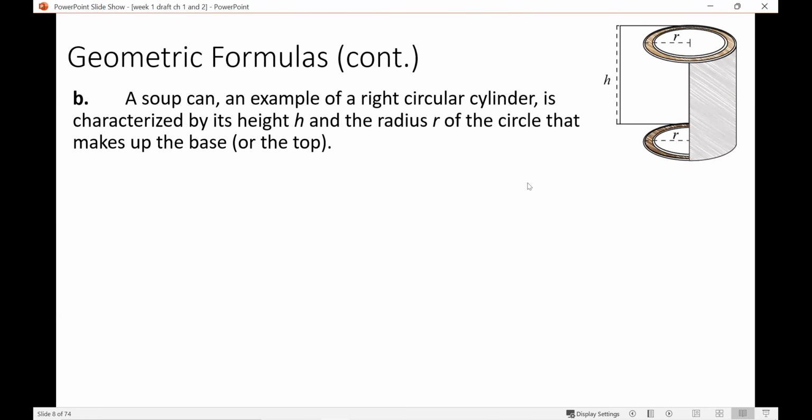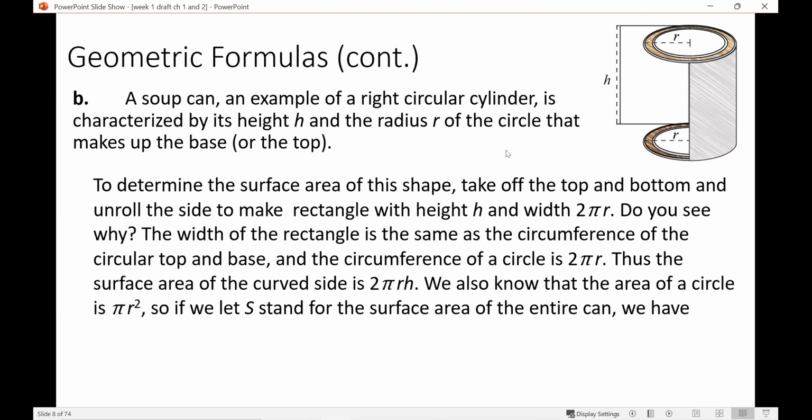Now let's say we want to find the surface area of this soup can. We are going to have to break it apart into a couple pieces. First, we're going to take the top and the bottom off. Those are circles. We can find the area of those circles, pi r squared.